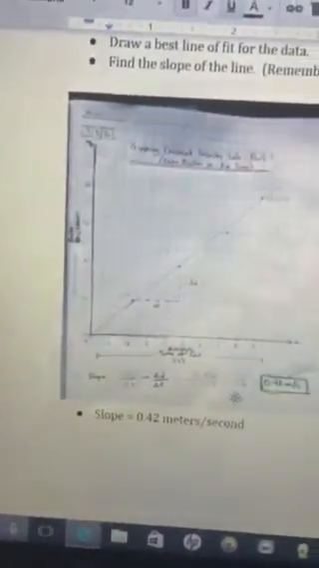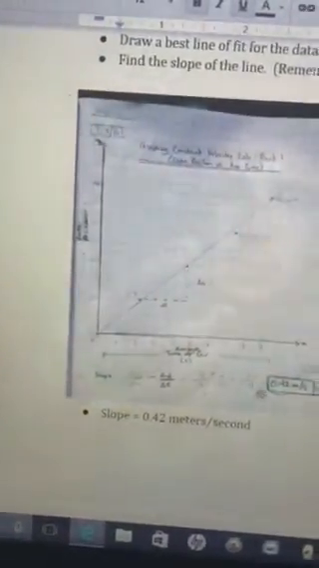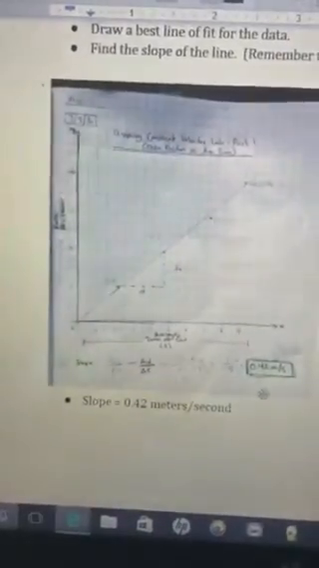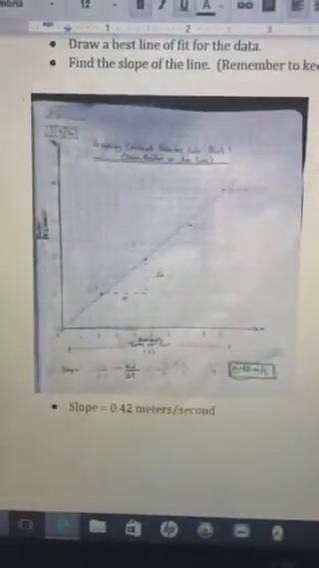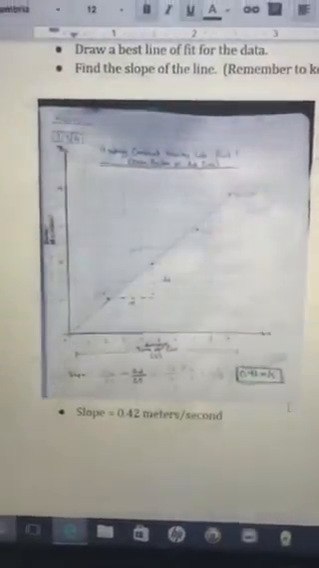So I got the change in distance over the change in time, which was 2 minus 1 over 4.7 minus 2.3, which were the 2 points I decided to collect, from the first and second checkpoints. So I got meters over seconds, and our velocity ended up being about 42 hundredths of a meter per second.